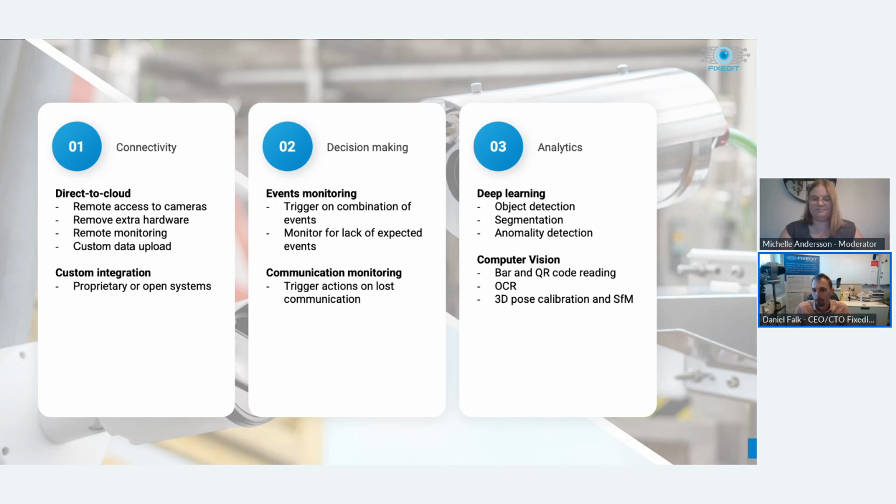And we have traditional computer vision, which is not deep learning based, but is rule based. So for example, here we have barcode and QR code reading. We have OCR, which is optical character recognition, so recognizing and parsing text in the image. Or it could be 3D pose calibration and estimating 3D positions based on views from multiple cameras, for example.